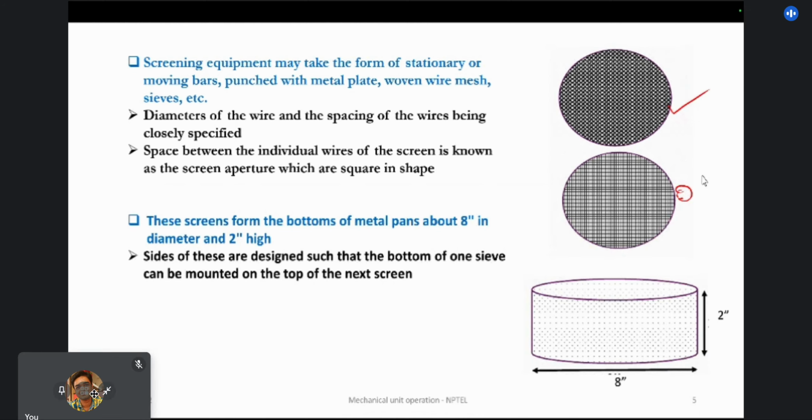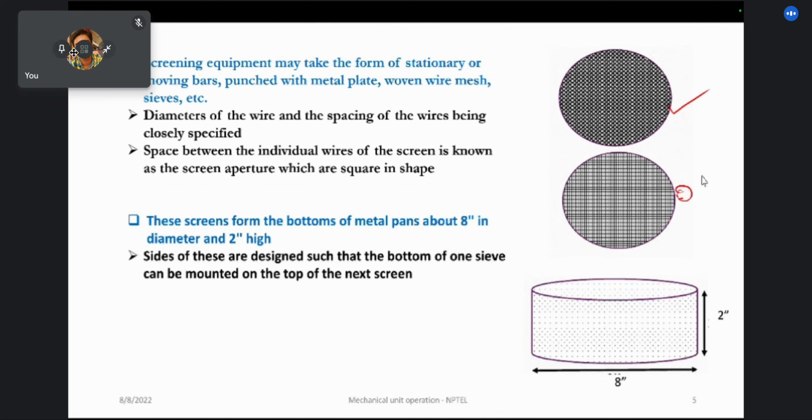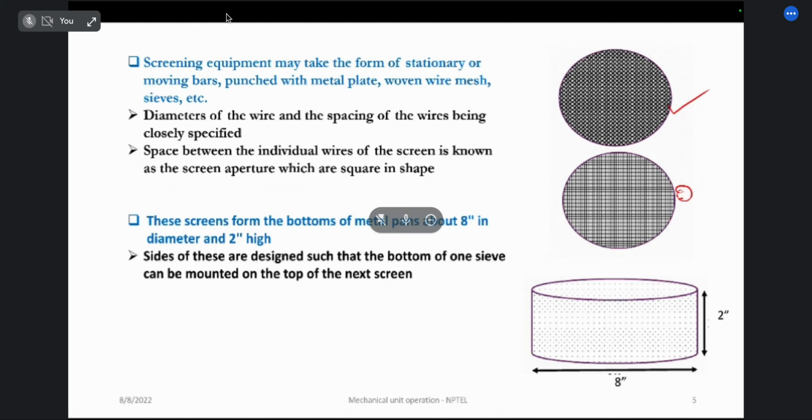Whenever we talk about the screening, the diameters of the wire and the spacing of the wire are closely specified. We need to specify what the spacings are in between all these punches, or in between all the wires. Whatever size of material is there can pass through only if we specify the distance. The space between the individual wires of the screen is known as the screen aperture.